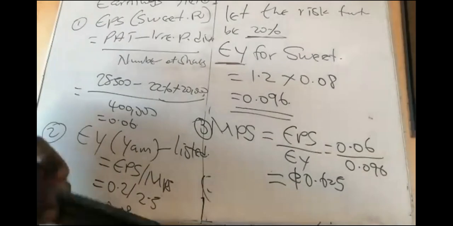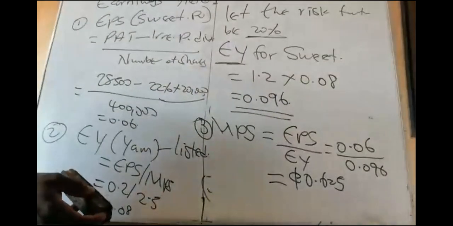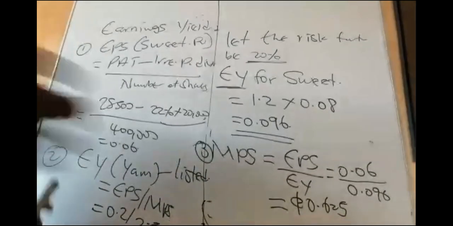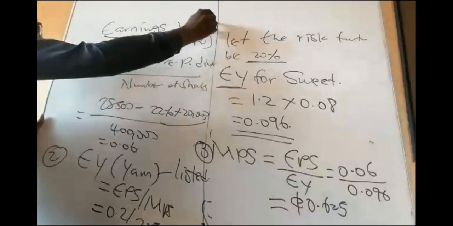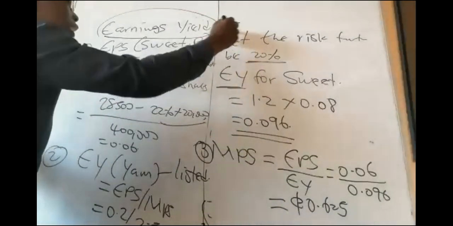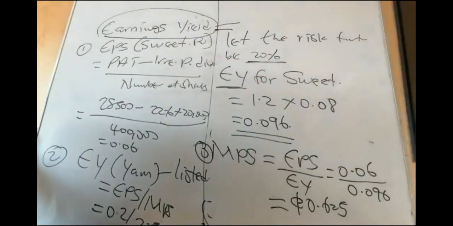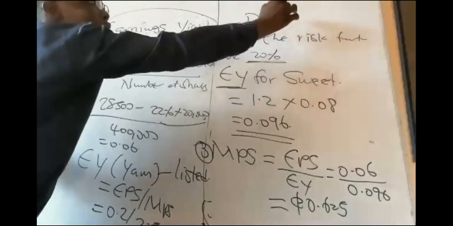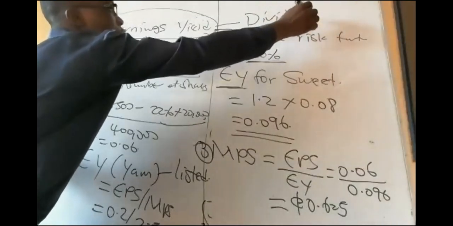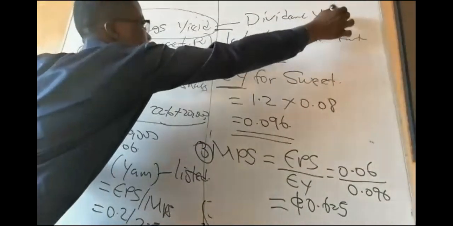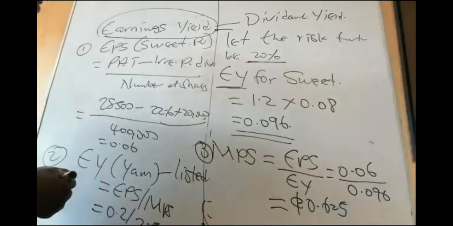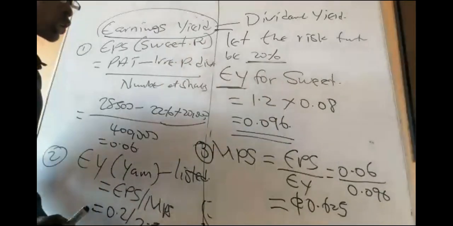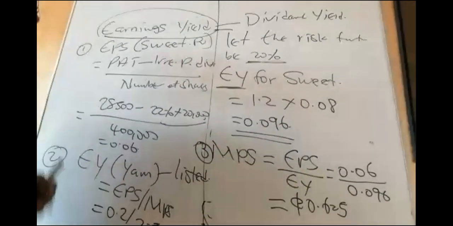Now we are moving on to the next one. When you pick the earnings yield method, what we've done will be equivalent to the dividend yield method. When I get to the dividend yield method, the same steps must be followed. So take note.